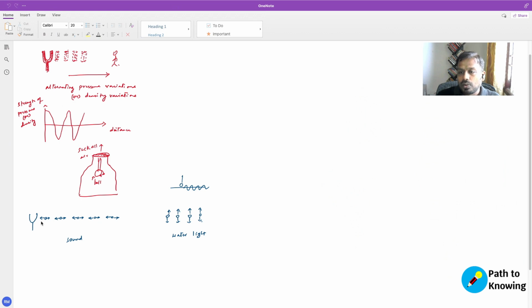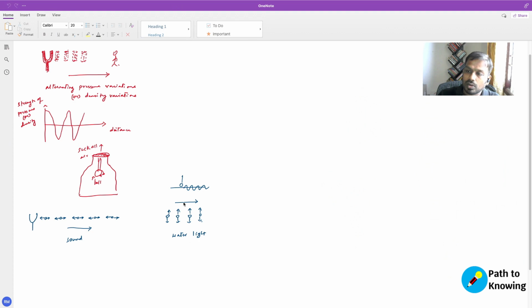So these objects that go back and forth, we call waves that propagate back and forth in the line of the direction of the wave, right? So in this case, the propagation of the wave is this. This is how the sound wave is propagated. But in this case, the wave is propagated this way also, right?